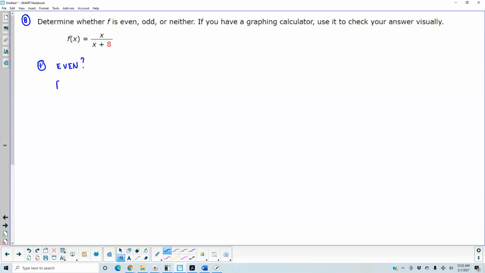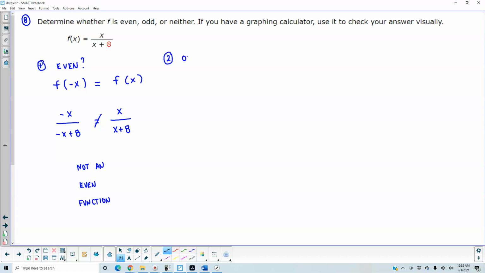And the definition of even function means that if you have f of negative x, it should equal f of x. So if we plug in negative x into the function, this becomes negative x divided by negative x plus 8. Does that equal x over x plus 8? Well, that's not equal to each other, so therefore it's not an even function.